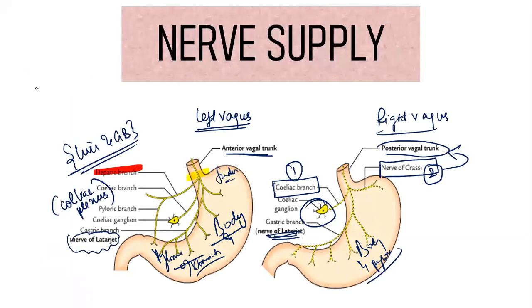When they do a truncal vagotomy, as the term is self-explanatory, they cut the trunks, that is the anterior and the posterior vagal trunks. If they cut both trunks, the entire nerve supply is stopped. Now this gave lots of complications and worry to the patient. What is that complication? Just now we saw the nerve of Latarjet. The anterior nerve of Latarjet supplies the pylorus, where you have the pyloric sphincter.